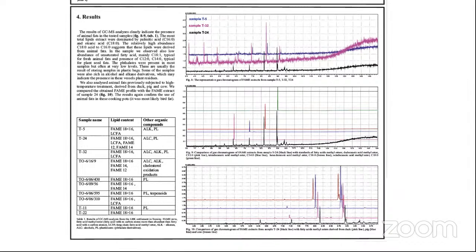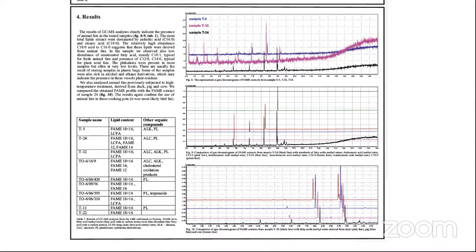The phthalates were present in most samples, but often at very low levels. These are usually the results of storing samples in plastic bags. Some of the samples were also rich in alcohol and alkyl derivatives, which may indicate the presence in these vessels of plant residues. We also analyzed animal fats previously subjected to high temperature treatment derived from duck, pig, and cow.